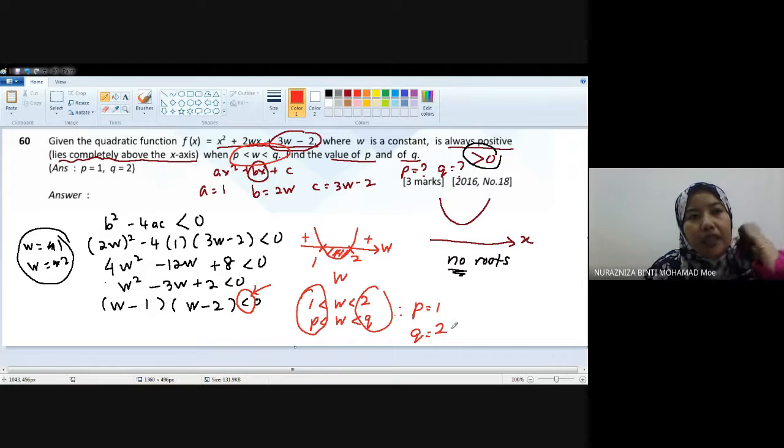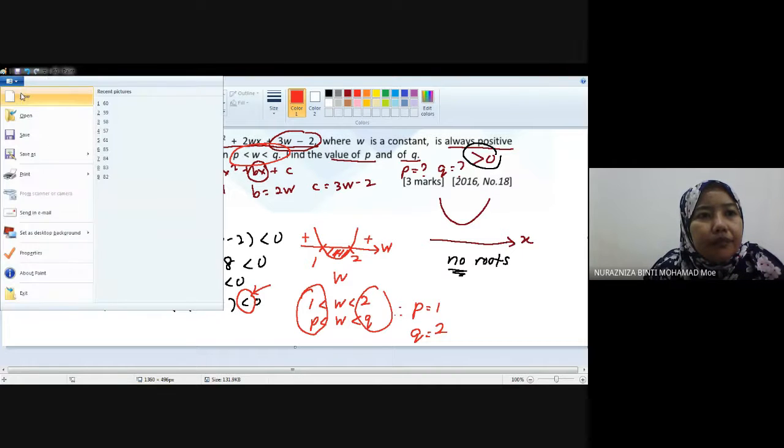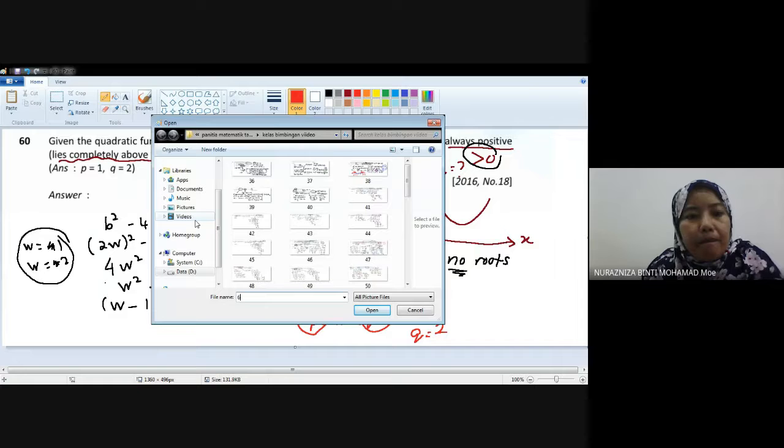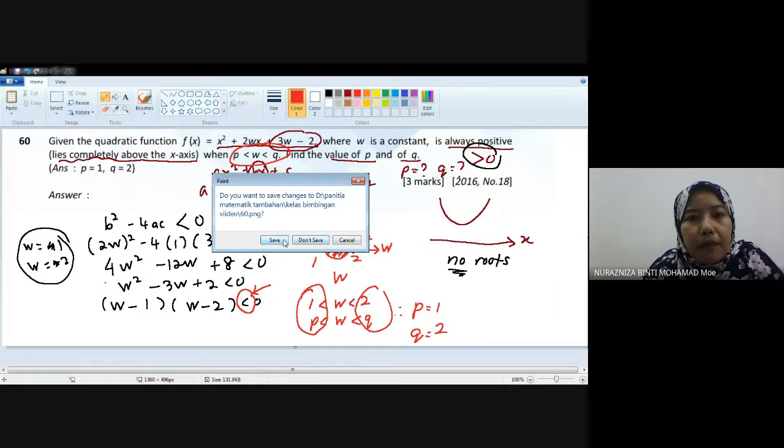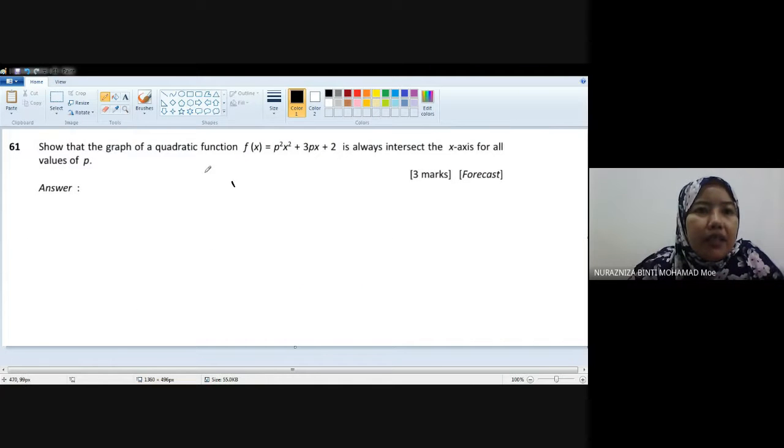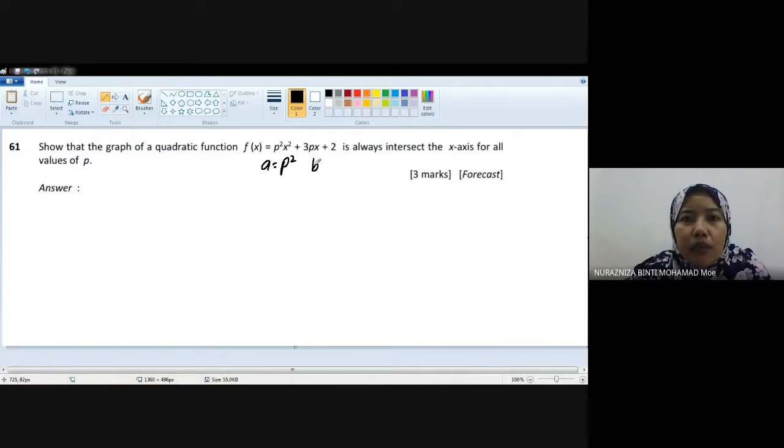Okay. Next, we take question number 61. Show that the graph of a quadratic function f(x) equals p squared x squared, so a is p squared, plus 3px, so b is equal to 3p, plus 2, c is equal to 2.